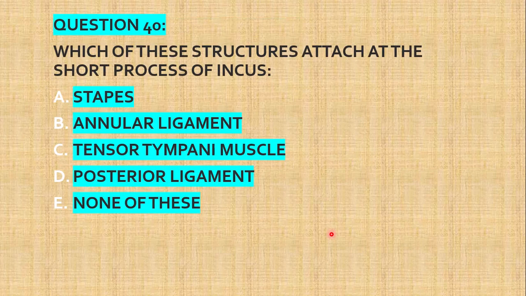Question 40. Which of these structures attach at the short process of the incus? A. Stapes. B. Annular ligament. C. Tensor tympani muscle. D. Posterior ligament. E. None of the above. The answer to this question is the stapes. Option A.